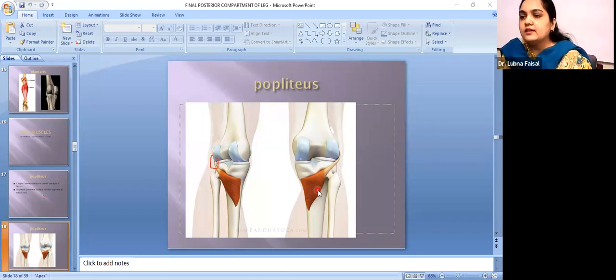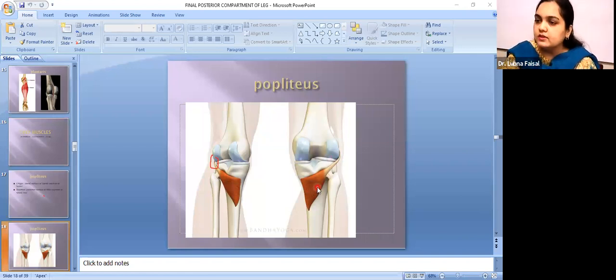One more thing regarding the popliteal fossa and regarding the gastrocnemius muscle, sorry, which I forgot. The medial and the lateral head of the gastrocnemius muscle form the inferior boundary of the popliteal fossa as well. And the popliteus muscle will form the floor of the popliteal fossa.